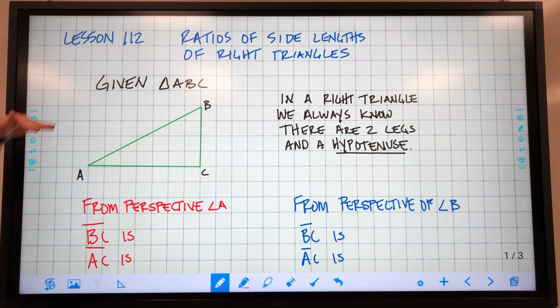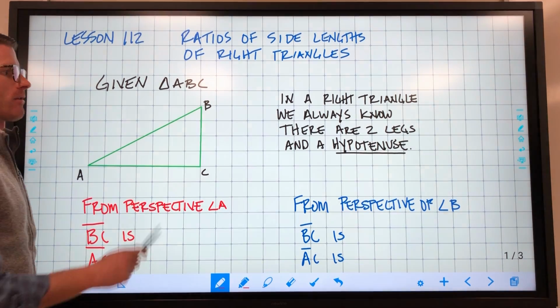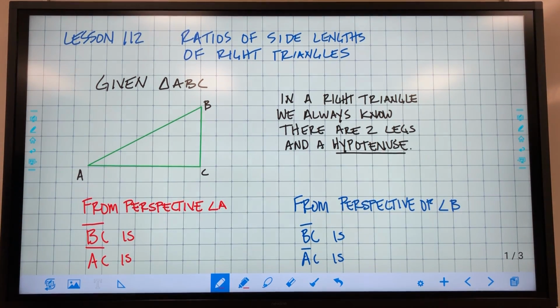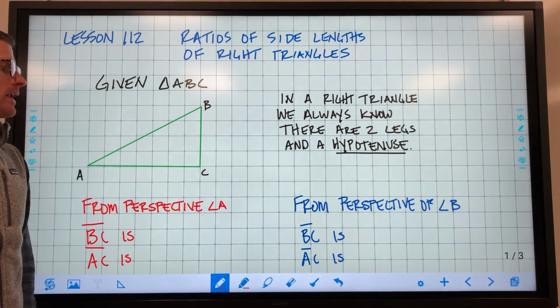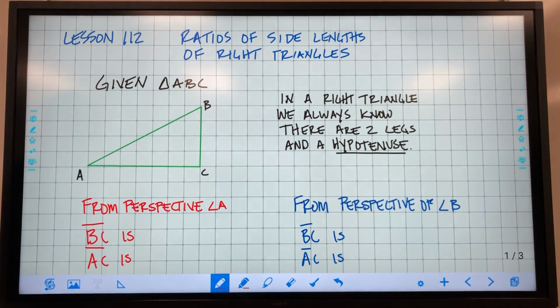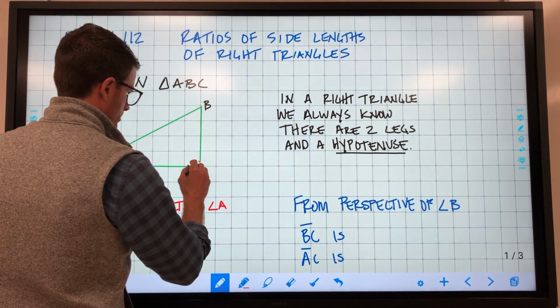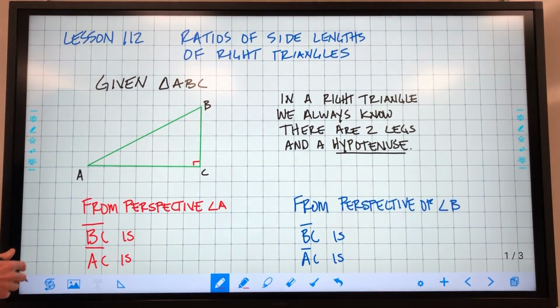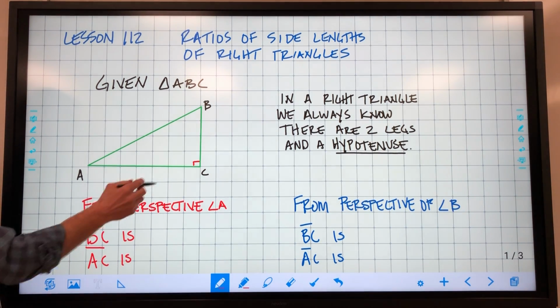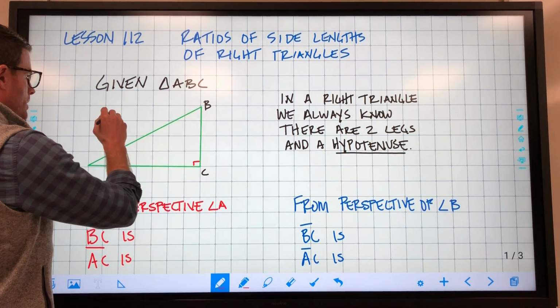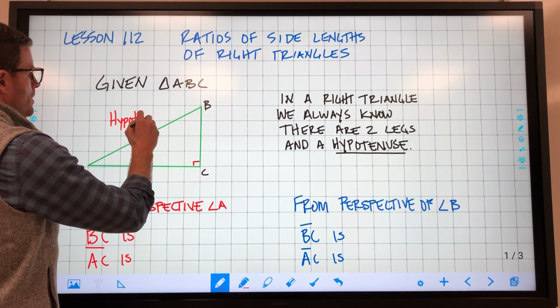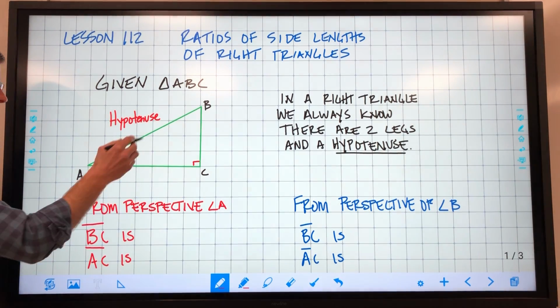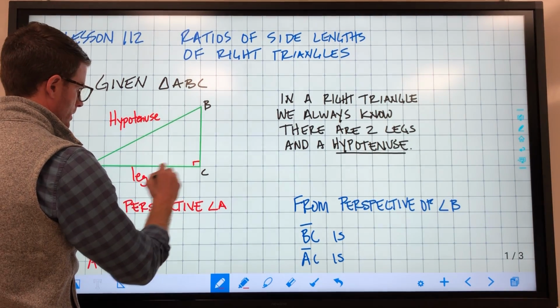So if I am given a triangle ABC, we know that if it's a right triangle, there are two legs and a hypotenuse, okay? So the hypotenuse is always the longest side, and it's always the side across from the largest angle. So probably should have this here. All right, so this is a right triangle. So my hypotenuse is going to be across from the right angle. So here is my hypotenuse. And that means that the other two sides are legs, okay?